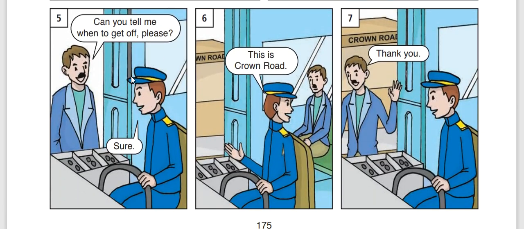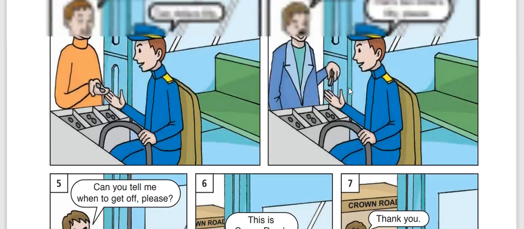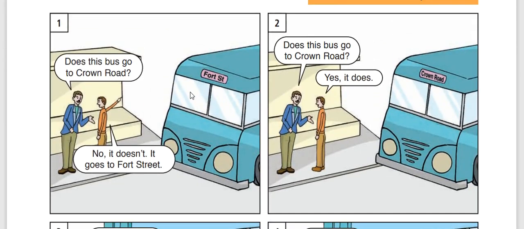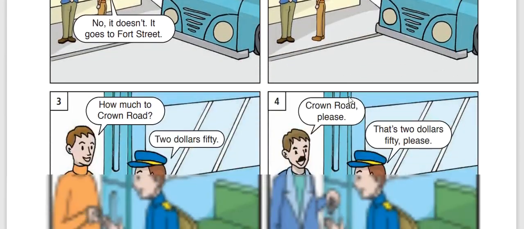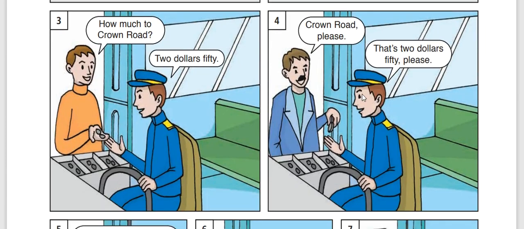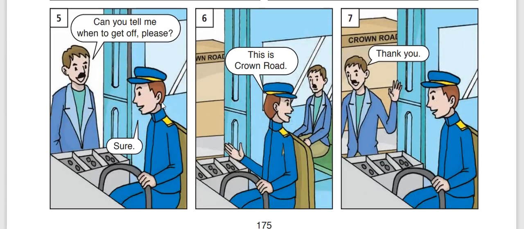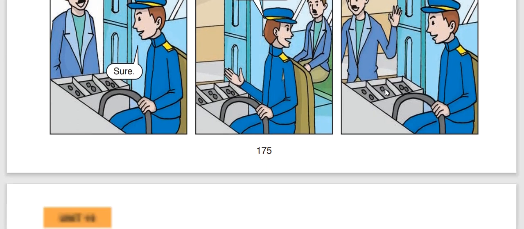Picture 5. Can you tell me when to get off, please? Sure. This is Crown Road. Picture 7. Thank you. Picture 1, picture 2, picture 3, picture 4, picture 5, picture 6, picture 7. Let's move to the next page.